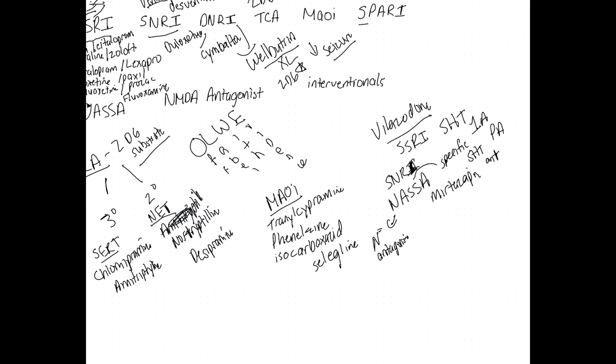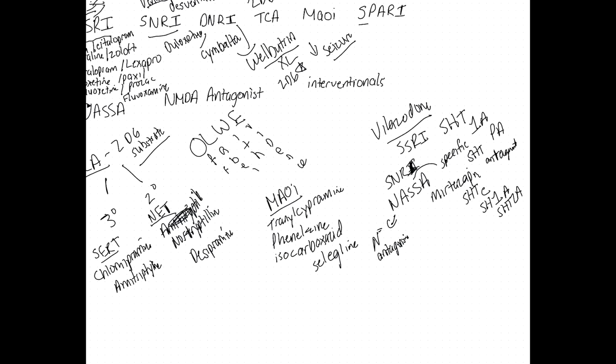So mirtazapine is a very interesting medication, right? It's a norepinephrine antagonist, specifically an alpha-2 antagonist, which increases dopamine, norepinephrine, and serotonin in the frontal lobe. It's a specific serotonin antagonist at the, what? You guys tell me. 5-HT2C, 5-HT1A, and 5-HT2A. Right? What does that even mean?